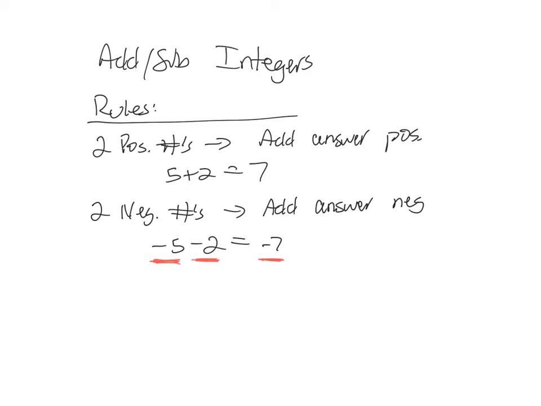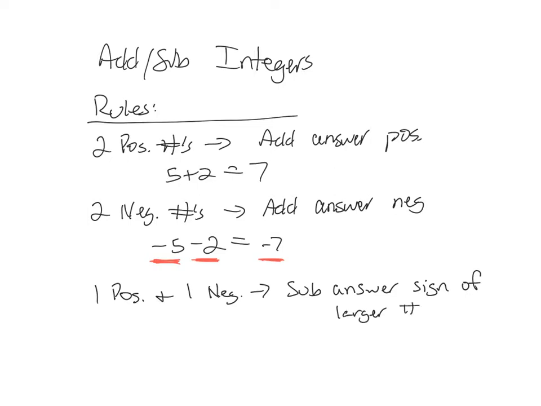Okay, so there's a bunch of different ways to think of it. Okay, all right. Then you could have one positive and one negative. In that case, you're going to subtract no matter what. And the answer is the sign of the larger number. So you could have negative 5 and positive 2.